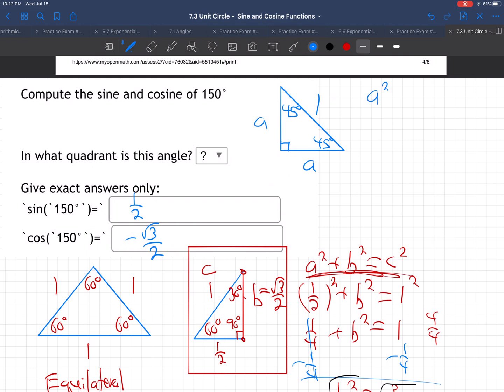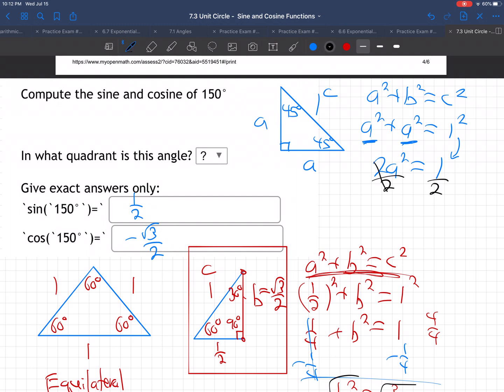We'll use the Pythagorean theorem. A squared plus B squared is C squared. This is the C again. So this is A squared plus A squared is 1 squared. Now, you got to do a little algebra here. What's A squared plus A squared? It's 2A squared, and 1 squared is just 1. Okay, solve for A, divide by 2. Boom. So A squared is a half.